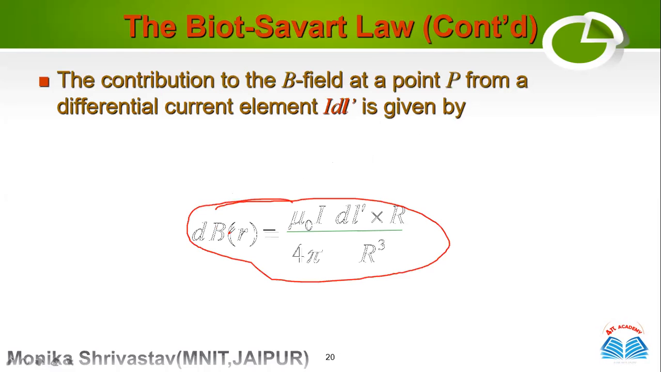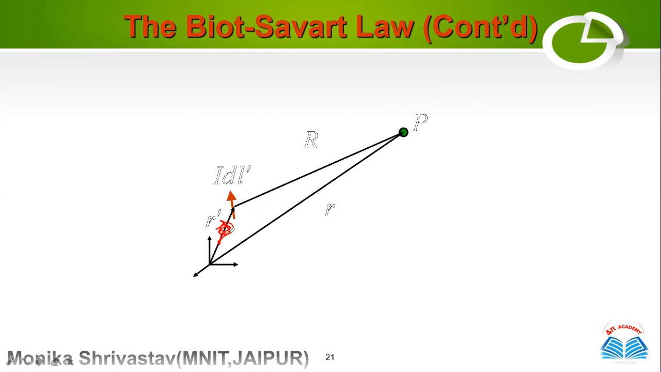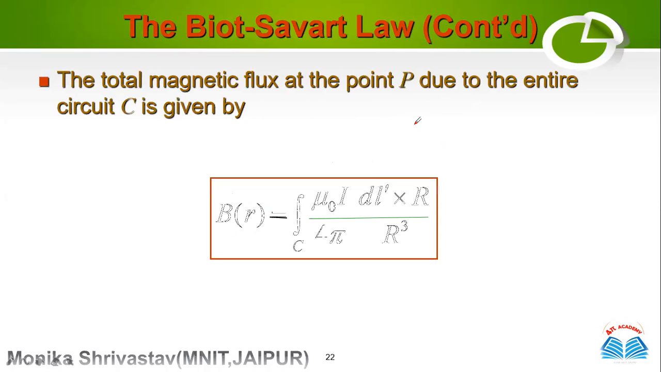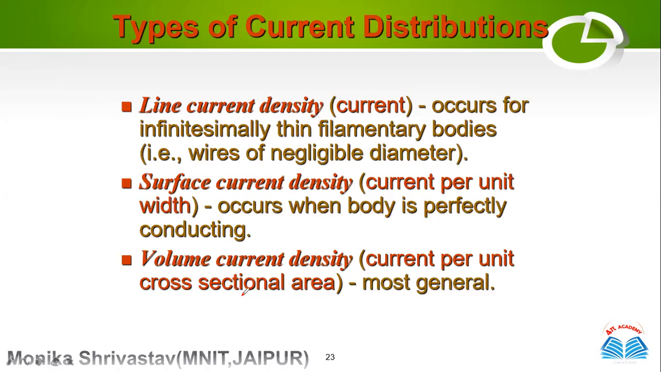If this is your dl, then the magnetic field due to this wire at this point will be what? The magnetic field will be equal to the integral of mu naught over 4 pi, I dl cross r over r cubed. So you have studied Ampere's law, you have studied Biot-Savart's law.